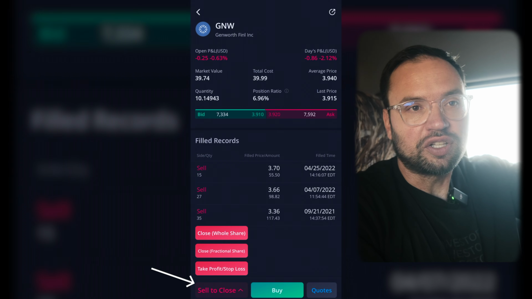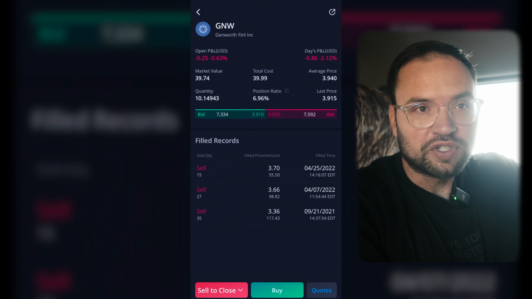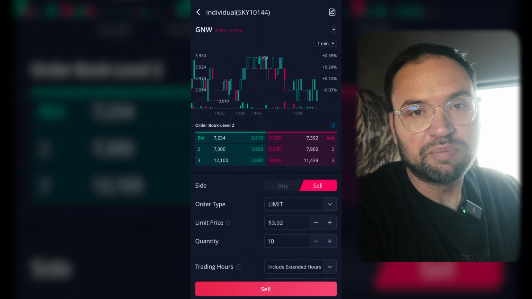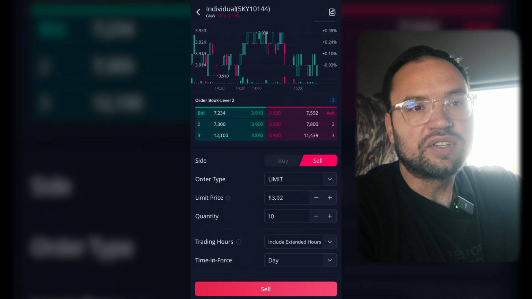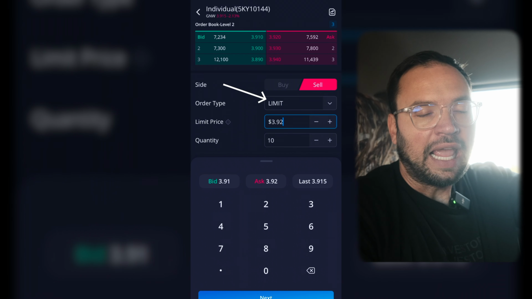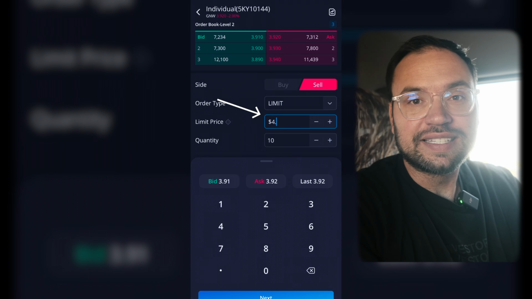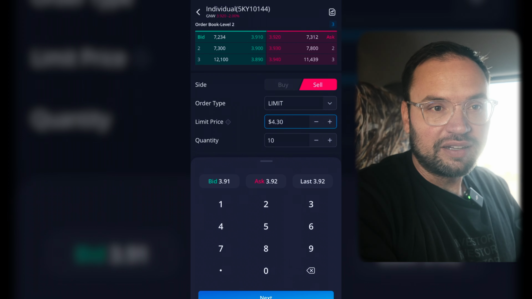If I hit sell to close, then I can choose to close whole shares, or again, fractional shares like before. I'll pick whole shares because I know for this specific one that I've been given whole shares. They're not worth a ton of money. Then all I have to do is go into the order type and choose limit. You'll be prompted to choose a limit price, because you're the one setting that parameter. So you get to type in whatever you want to sell it for. I'll pick 430 like we're talking about in our example.